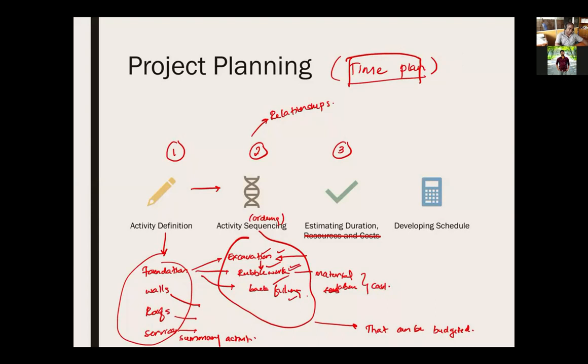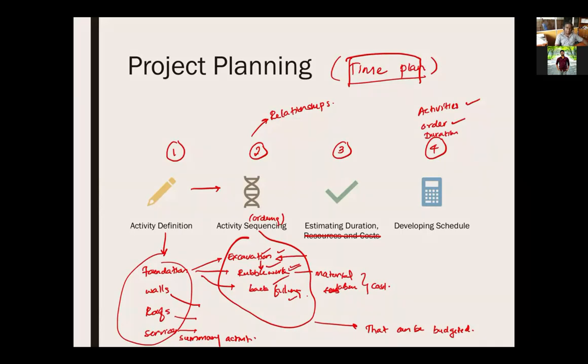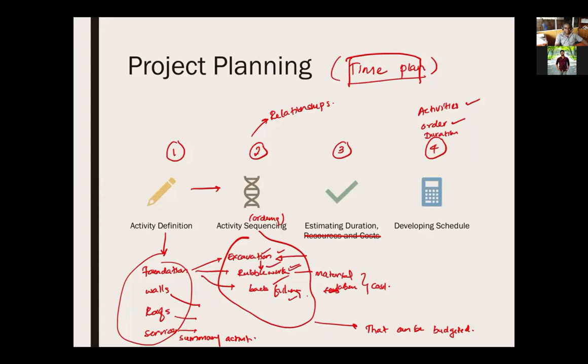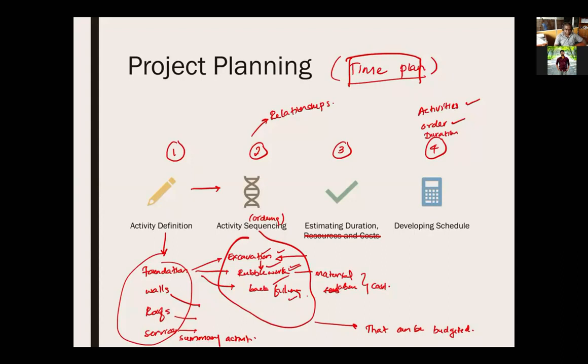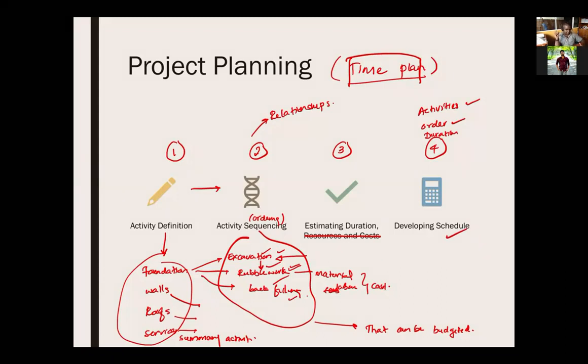That's our third step. Finally, the fourth step is we know the activities. We know the order that the activities are going to be constructed, and we know the duration of each activity. Then we can determine the schedule. So these are the activities. This is the order of activities. This activity takes this long. Then developing the schedule. These are the steps that we have to follow in planning a project, creating a schedule. That is. Hope you get that.